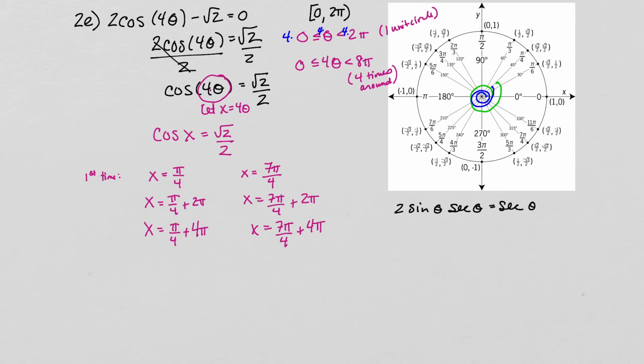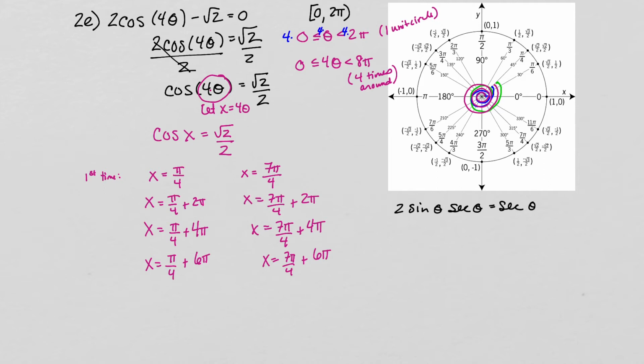And then that last time, x is going to be pi over 4 plus 6 pi, or x is going to be 7 pi over 4 plus 6 pi. Because that last time, it's like I'm going around once around, twice around, 3 times around, and then I'm stopping. So I've gone 3 whole times around before I stopped. So I have all of these solutions.